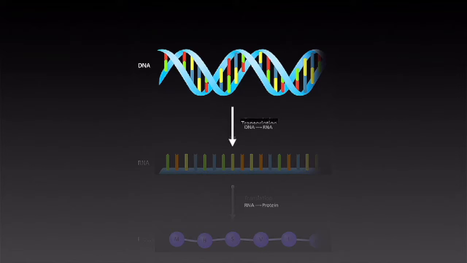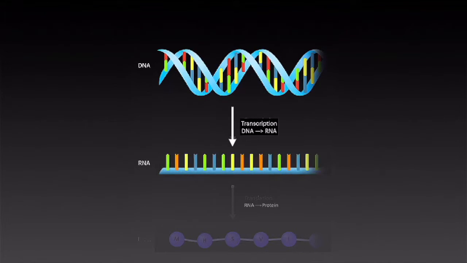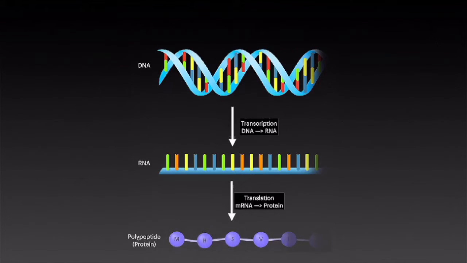So DNA is transcribed into RNA, then RNA is translated into polypeptides, which are the primary structure of proteins. They have to get folded to actually be a functional protein. Hopefully you remember that from physiology. But the central dogma of genetics is DNA is transcribed to RNA, and then mRNA is translated to protein.